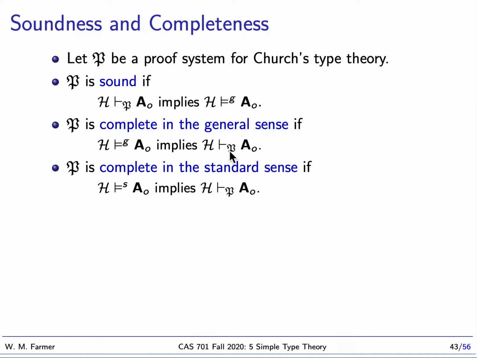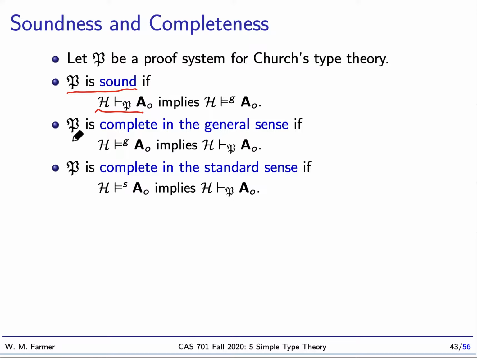So let P be a proof system for Church's type theory. This will be a system given by a set of axioms and rules of inference. We're going to make some fairly obvious definitions about P. We're going to say that P is sound if whenever A can be proved from H in P, that implies that A is a semantic consequence of H in the general sense.